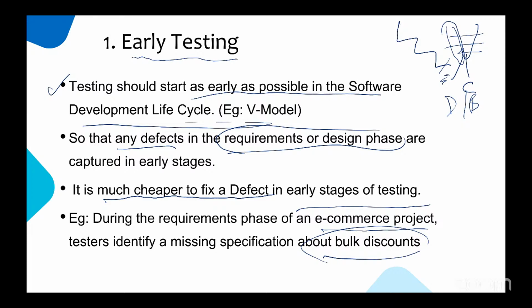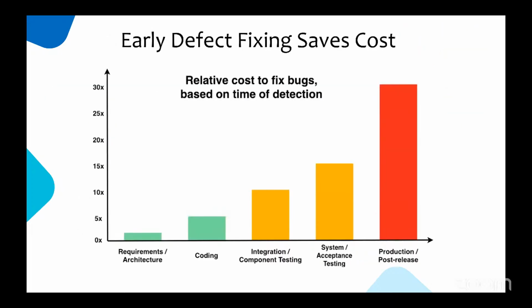If that is found at a later stage, like in the waterfall model, it's going to be a big disaster. You have to go and rework from scratch. But when you pull the testing team into the requirement or design discussion, what will happen? In the end, we can save the cost. And this is what we already know: early defect fixing costs less.